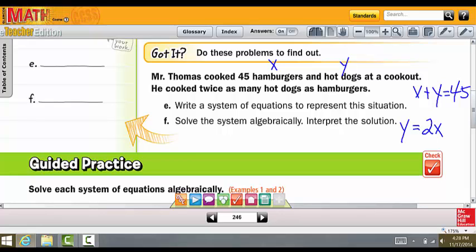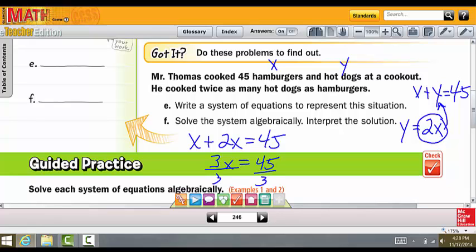Now we have two equations. We can take 2x and put it in here for y. So we would have x plus 2x equals 45, because 2x represents our y. So now we have x plus 2x is obviously 3x equals 45, and then we can divide both sides by 3, and we obviously have x equals 15. So we have a solution there.